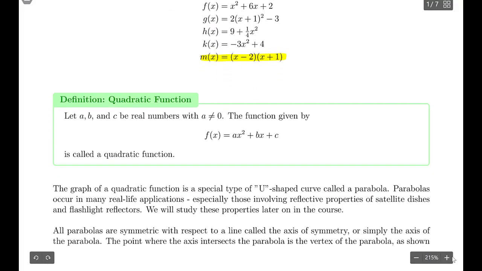The strict definition for a quadratic, again, we're talking about a, b, and c being real numbers. So they can all be positive, negative, fractional, it doesn't matter. The only stipulation is that a cannot be 0. If a is 0, then our quadratic function is reduced to a linear function. And you can see that right here, where we have f of x equals ax squared plus bx plus c. If a is 0, then this term disappears and we have a linear function. We're just left with bx plus c. It's no longer quadratic.